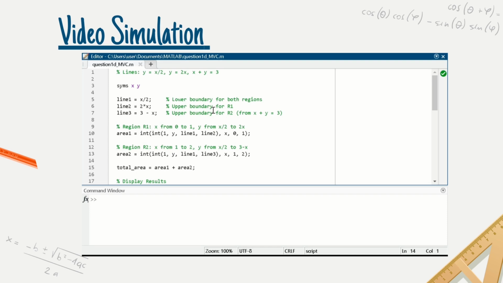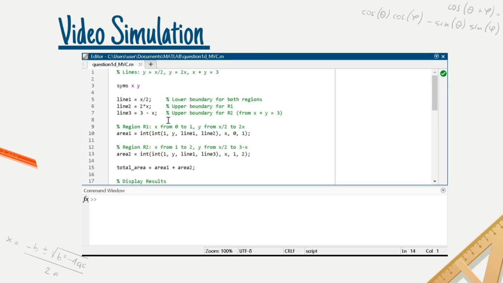To begin our simulation for question 1D, we utilize the MATLAB Symbolic Math Toolbox. By declaring syms x y, we instruct MATLAB to perform exact algebraic manipulation rather than numerical estimation. Then we define our three boundary lines as symbolic expressions. Line 1 represents the lower boundary, y equals x over 2. Line 2 and line 3 represent the upper boundaries, y equals 2x and y equals 3 minus x. Setting these up as variables allows us to easily reference them within our integration function.